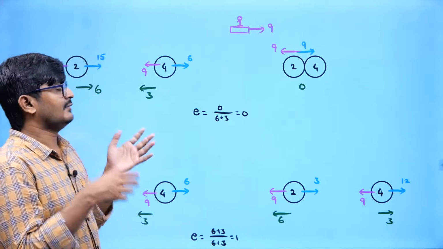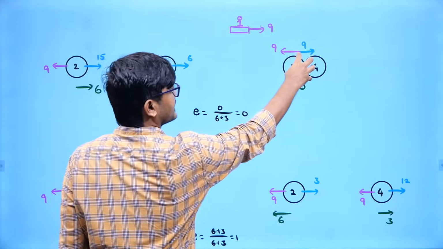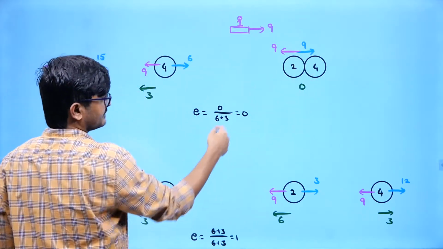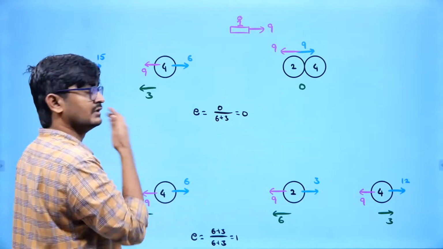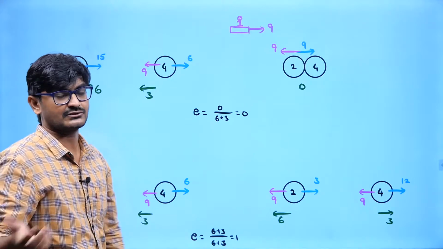Now I'll be trying to find coefficient of restitution from this frame. In this frame, what is the velocity of separation? It is 0. What is the velocity of approach? 6 plus 3, 9. So 0 by 9, which is 0, which is same as what we got earlier. Yes, coefficient of restitution must not depend on frame, right?